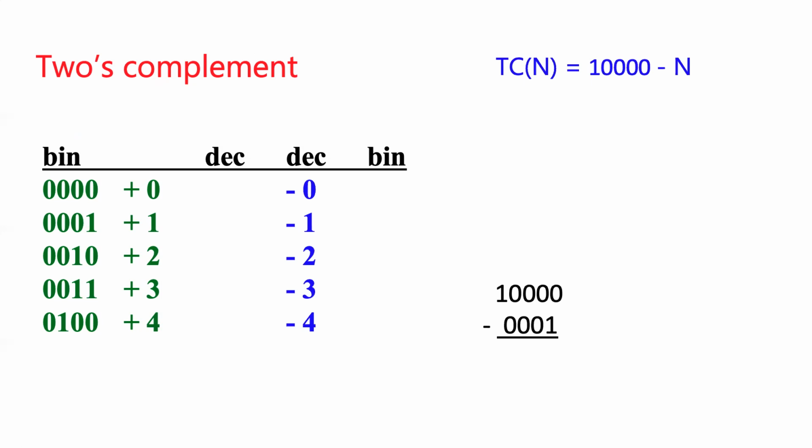We can take, if we're doing 4-bit representations, then this is 2 to the d. This is 1 with 4 zeros after it, minus 1. Well, to do that, we have to do a borrow. We know how to do that.